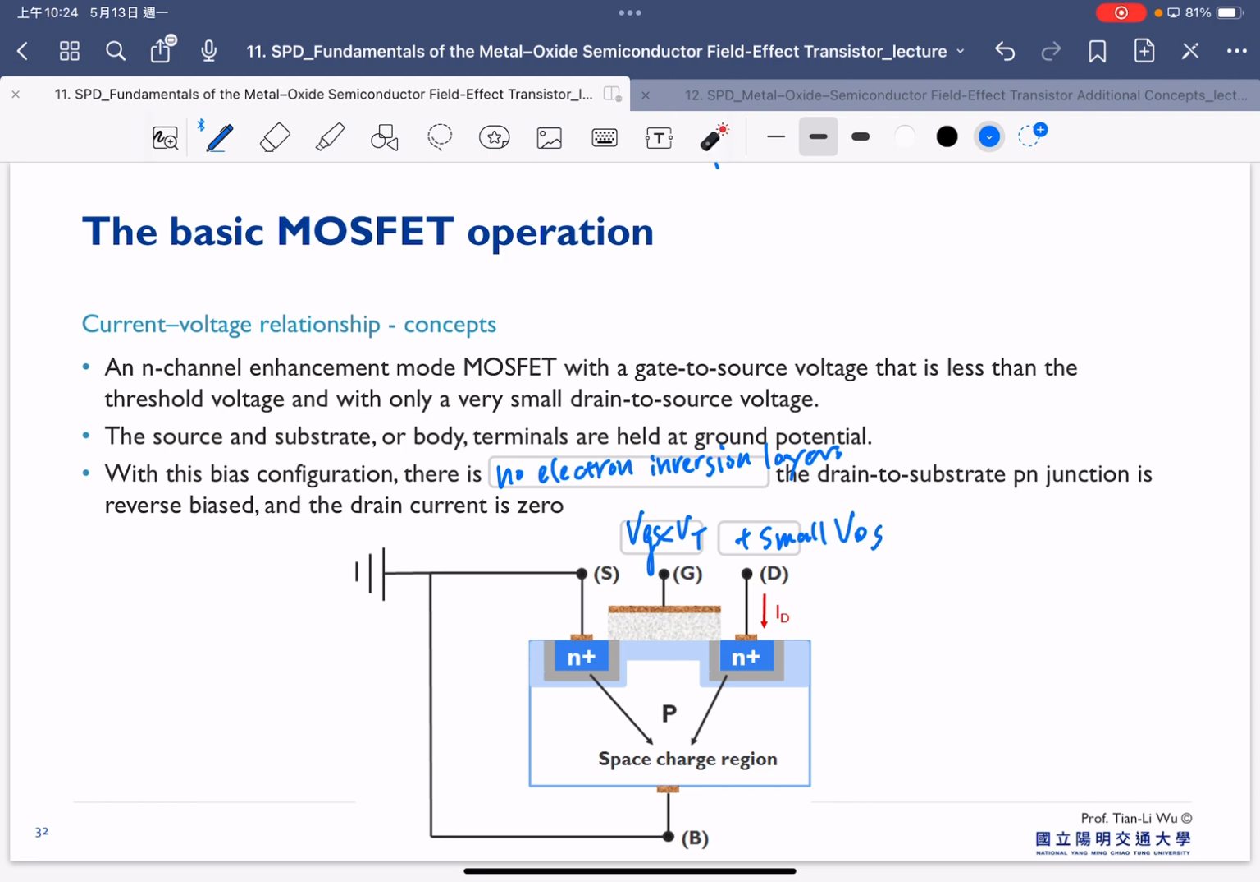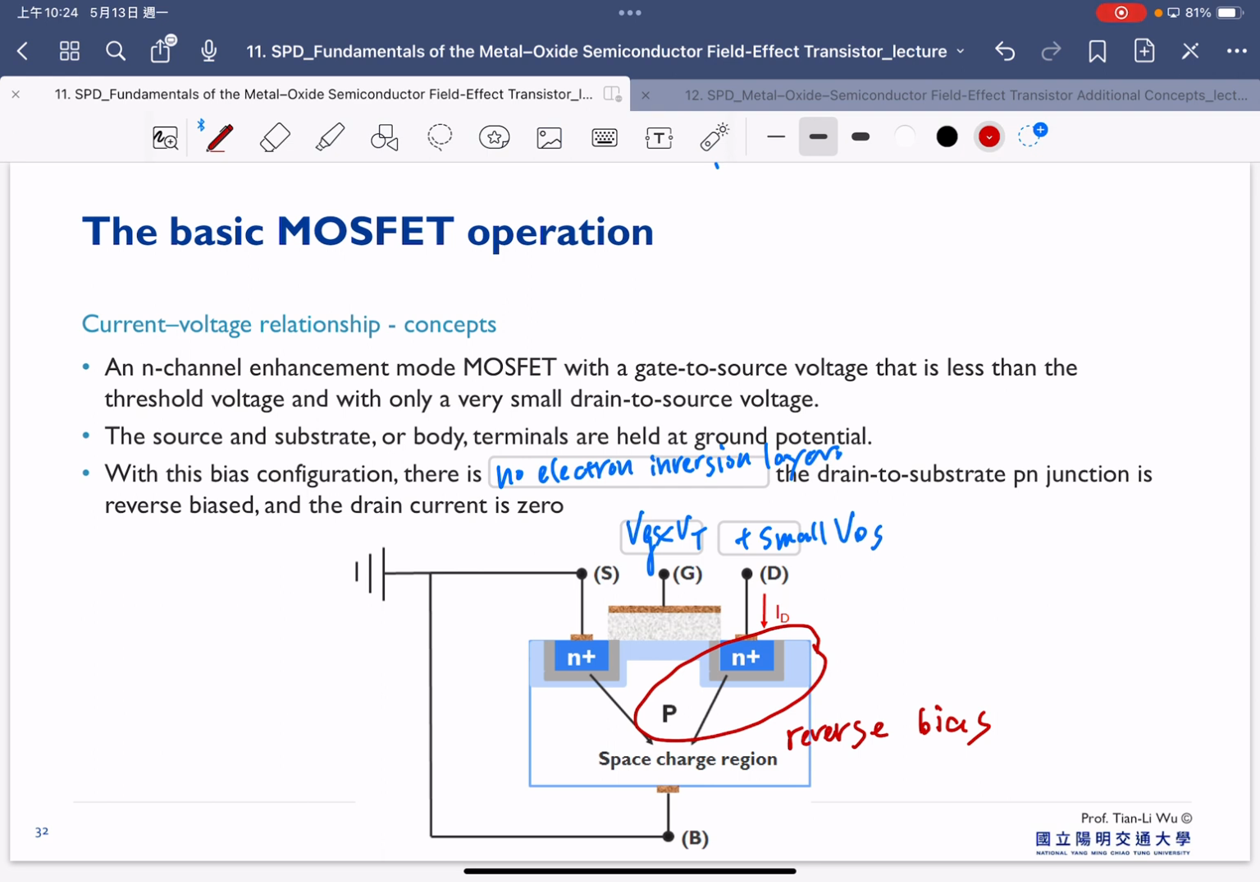But we also have to notice that between the drain and substrate there's a PN junction here. Right now we apply a small VDS, so actually we try to reverse bias this PN junction. So right now, this PN junction is under the reverse bias. So that's the first step here.